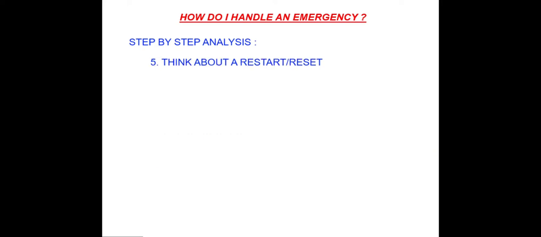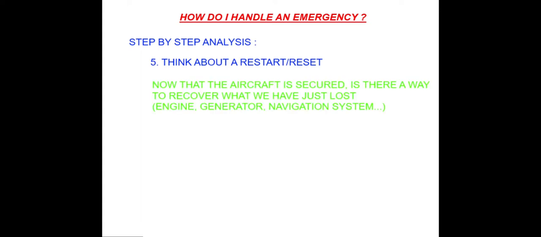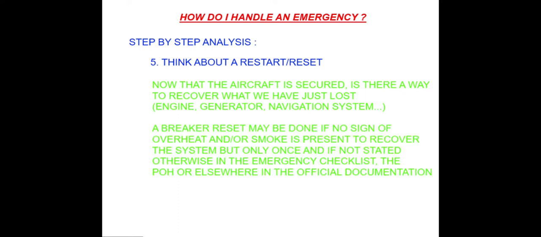Step 5. Think about a restart, reset. Now that the aircraft is secured, is there a way to recover what we have just lost? A break or reset may be done, if no sign of overheat or smoke is present, to recover the system, but only once, and, if not stated otherwise in the emergency checklist, the POH, or elsewhere in the official documentation.